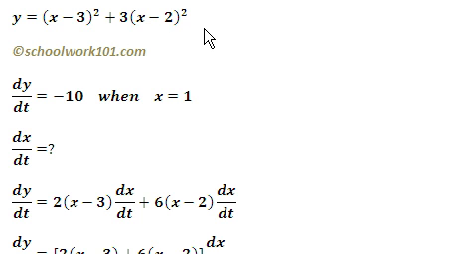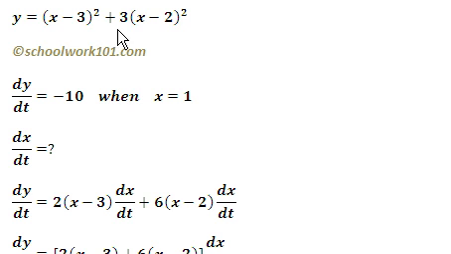So here's the equation that describes that path, and this is what we're given. We're given a dy over dt. Now you notice that says negative 10. I'm not going to be using any units here like feet per second or centimeters per second. It's just going to be units per time, whatever. I'm just going to leave those off right now. And then it says, when x is equal to 1, what is dx over dt? So that's the big question.